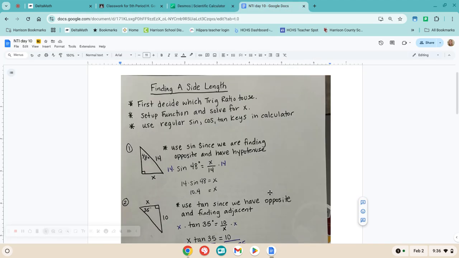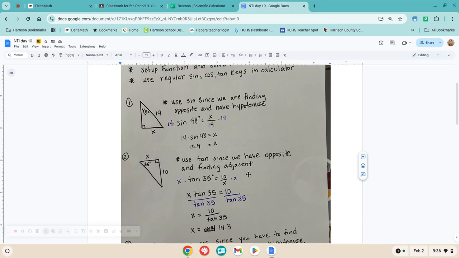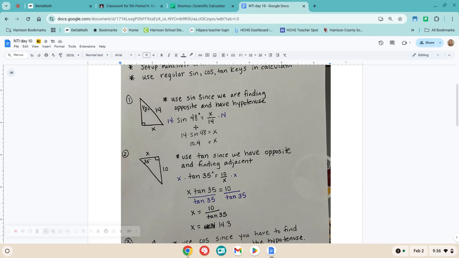10.4. All right, next one. Now, on this one, notice that on the first one, x was on the top once we set it up. You're going to have to pay attention to where that x is. On this second one, this is our opposite, and this is our adjacent. So this time we're using tangent.